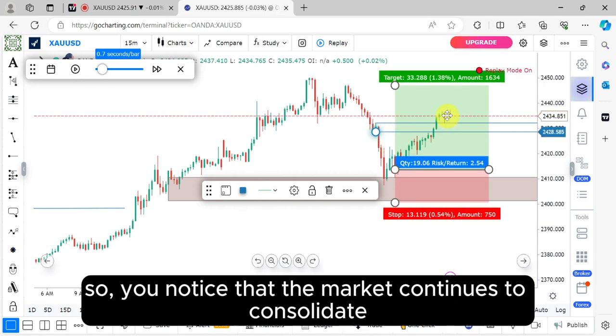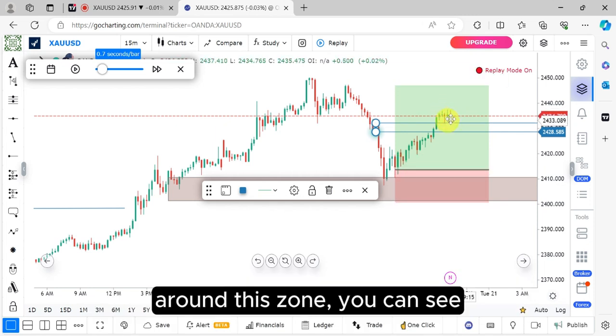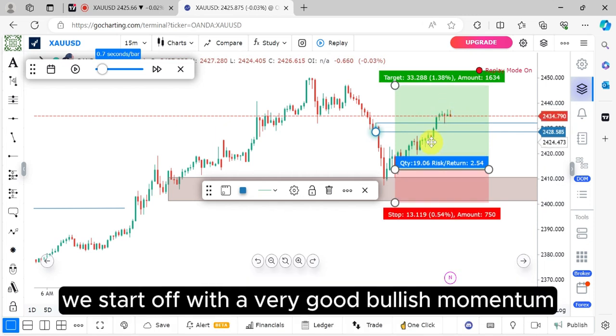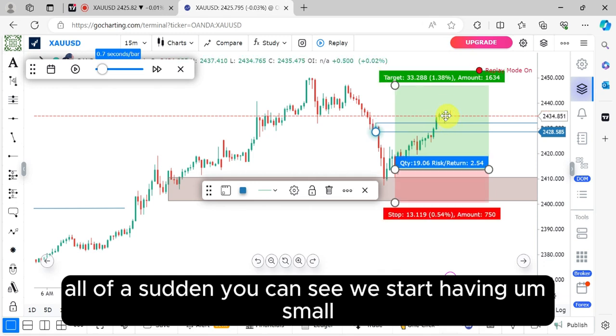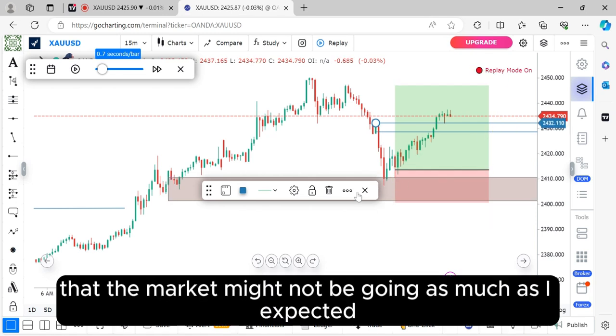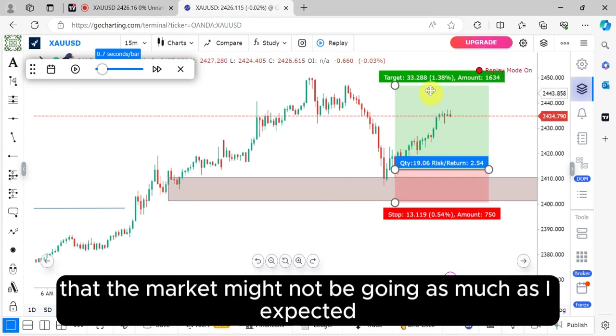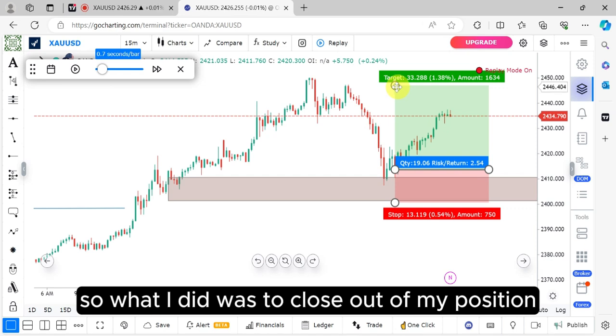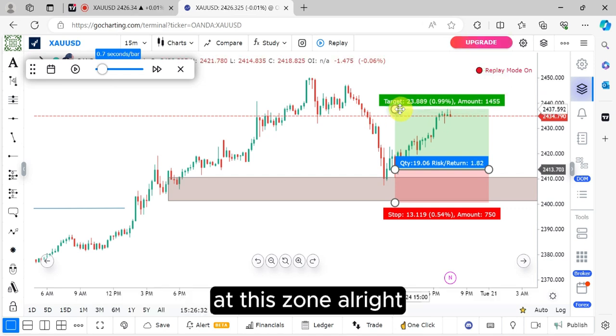So you will notice that the market continues to consolidate around this zone. You can see we started off with a very good bullish momentum, but all of a sudden you can see we started having small candles rejecting around this zone. Okay, so it's a sign for me that the market might not be going as much as I expected. So what I did was to close out on my position at this zone.